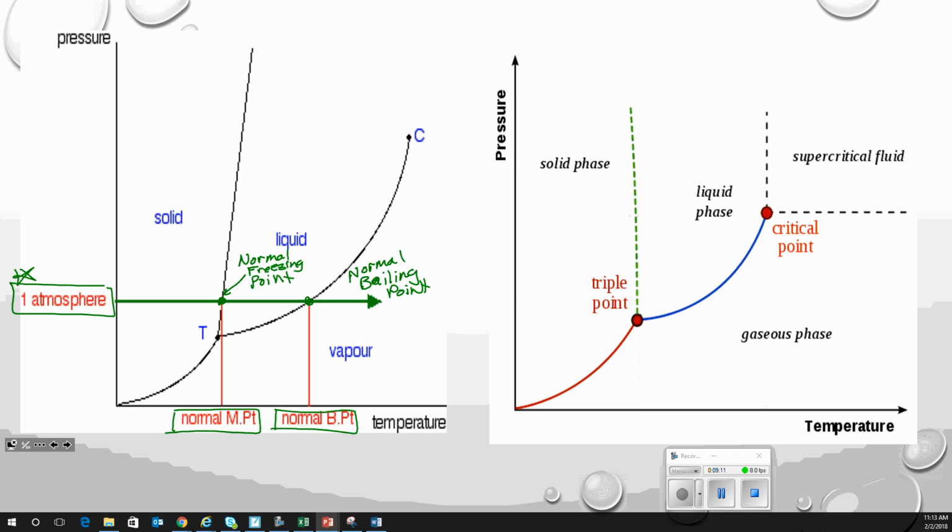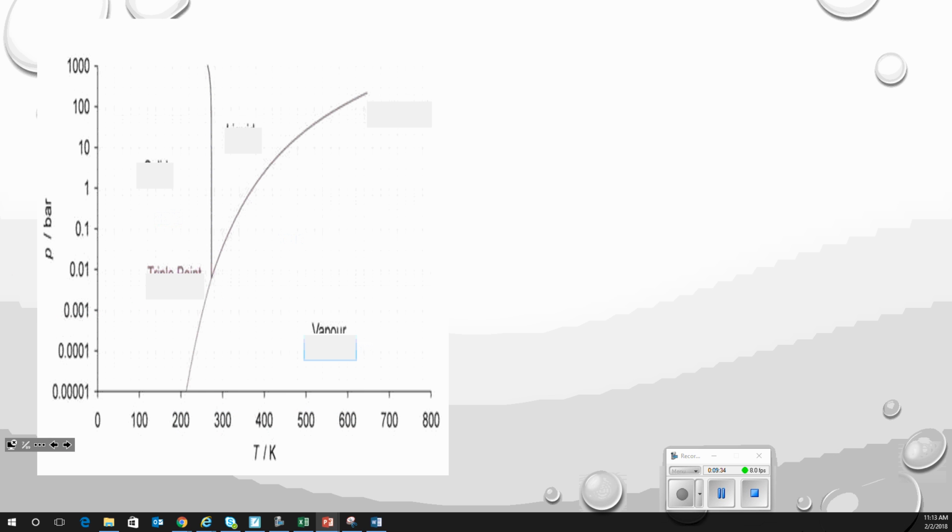Okay, so we already talked about the supercritical fluid. I already labeled that for you up there in the far corner so you know. Again, these are points that you should know on any phase diagram. Okay, now we're going to take the next slide and we're going to practice. So you don't have these on yours, but we're going to practice.